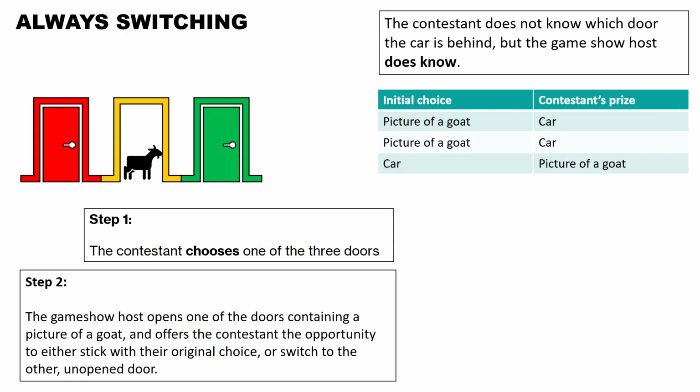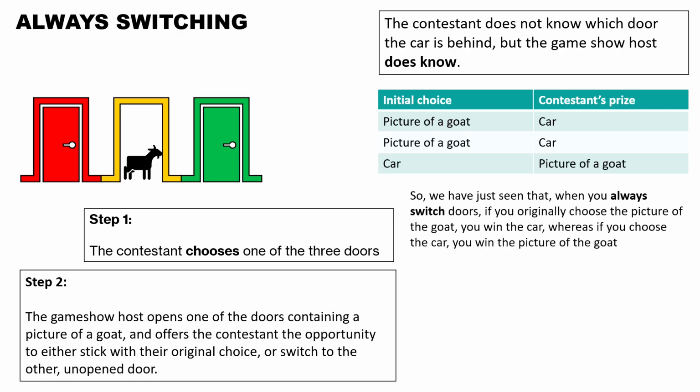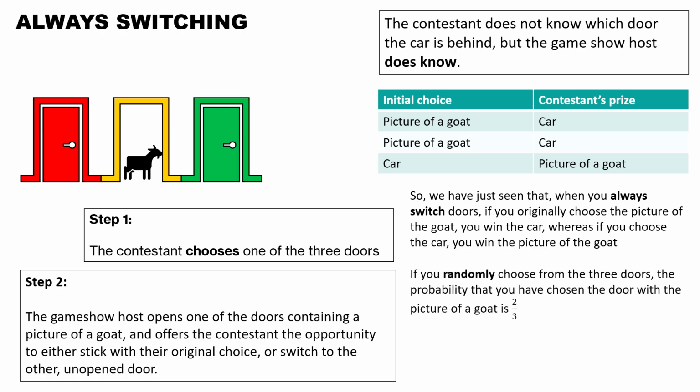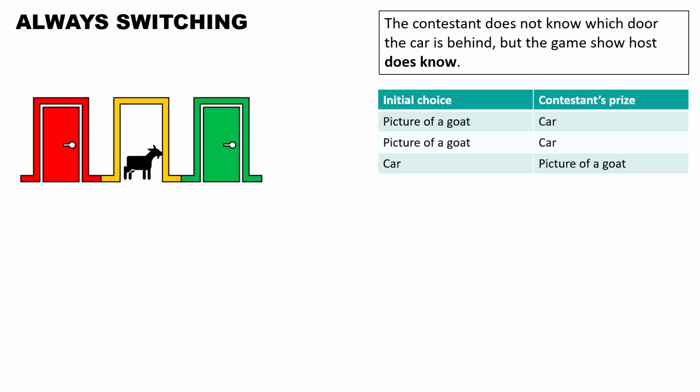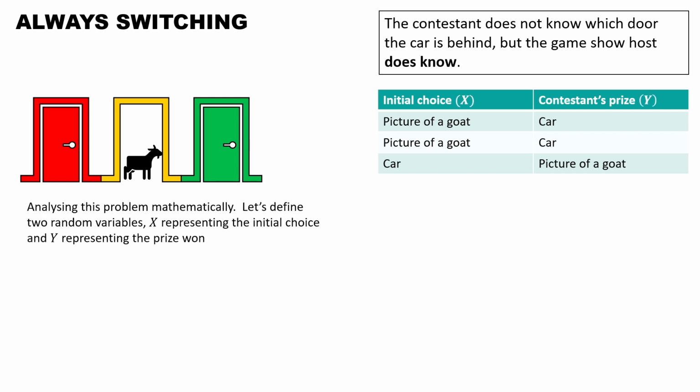So with this strategy, whenever you initially choose the picture of a goat, you win a car. Whenever you initially pick a car, you get the picture of a goat. So we can see that 2/3 of the time we would pick a picture of a goat. So in this strategy, 2/3 of the time you would end up winning the car. So straight away we can see that this strategy looks superior to the strategy of always sticking with the original door. Now let's try and analyze this mathematically. So let's define two random variables.